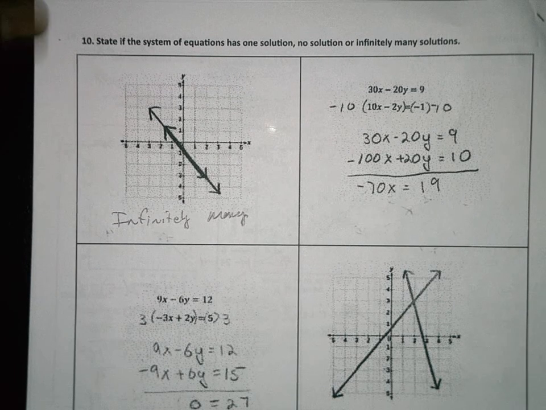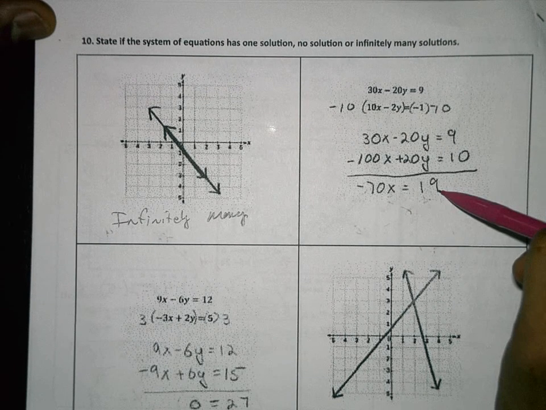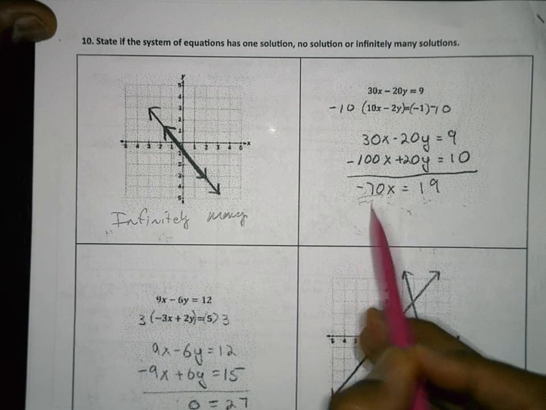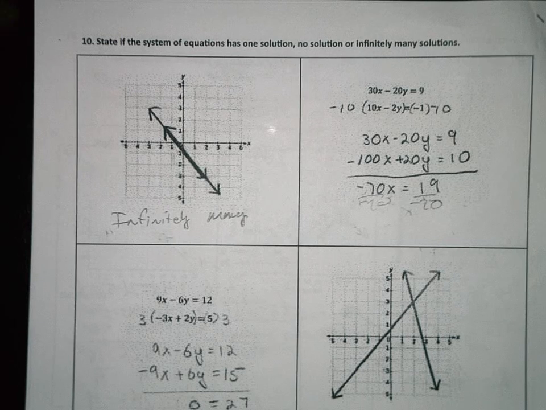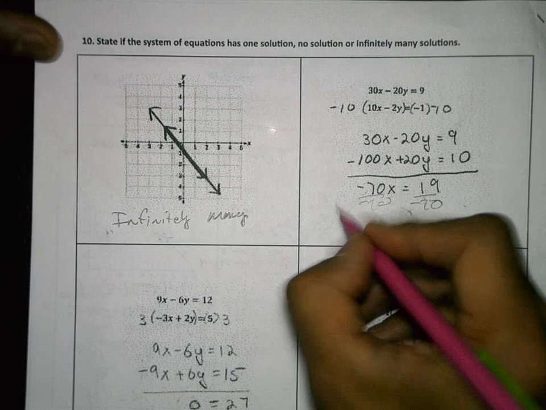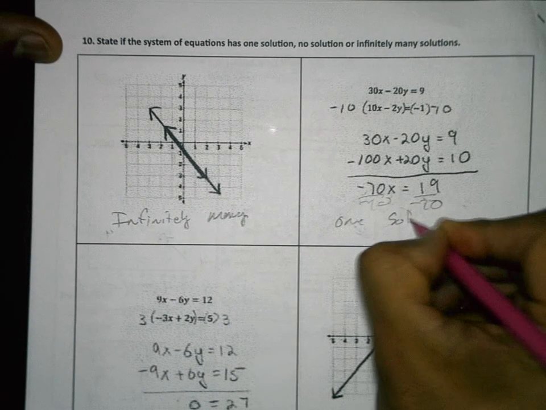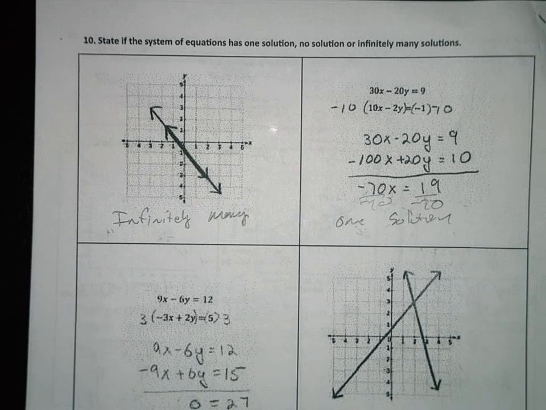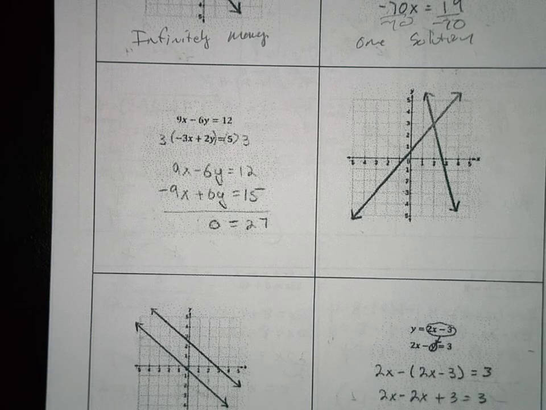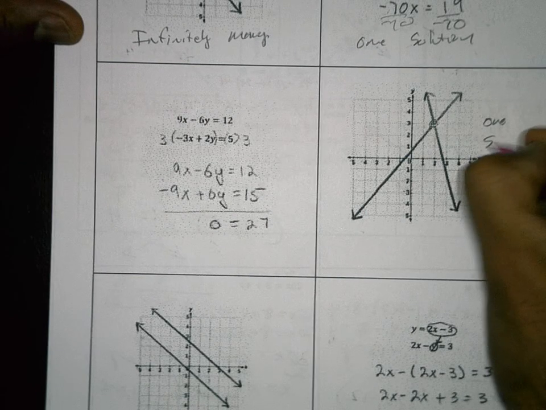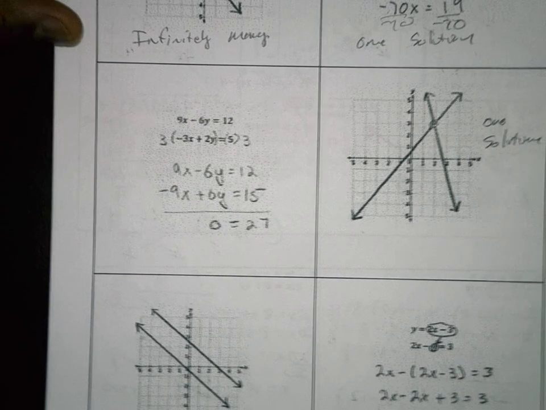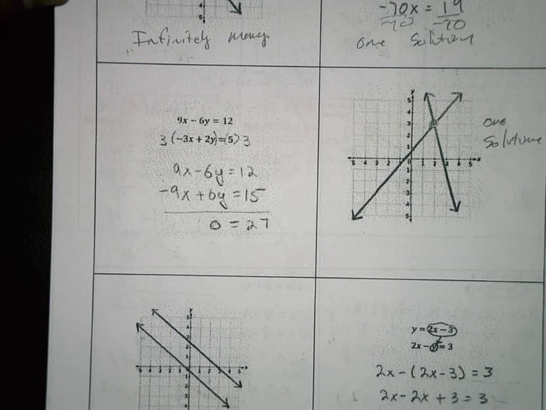And then this one here I'm solving, okay? And if I divide by negative 70, it's going to be a decimal, I'm going to get an answer. x is going to equal something, so this is going to be one solution. Okay. Here they cross at a particular point, so this is also one solution. Okay. They're going to cross at a point.